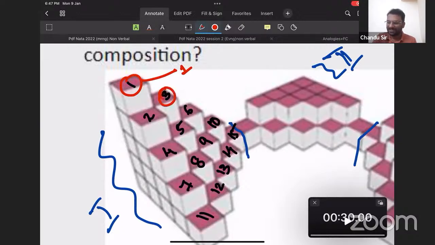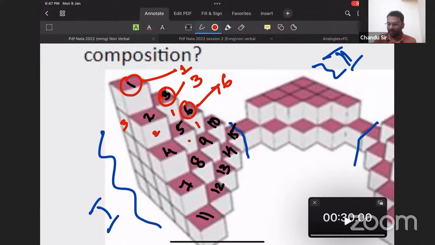Second layer, 3 cubes over here. Okay, cube number 1, cube number 2, and one cube is hiding under the cube numbered 1. So thereby you can find 3 cubes. Okay. Similarly, here you can find 6 cubes.